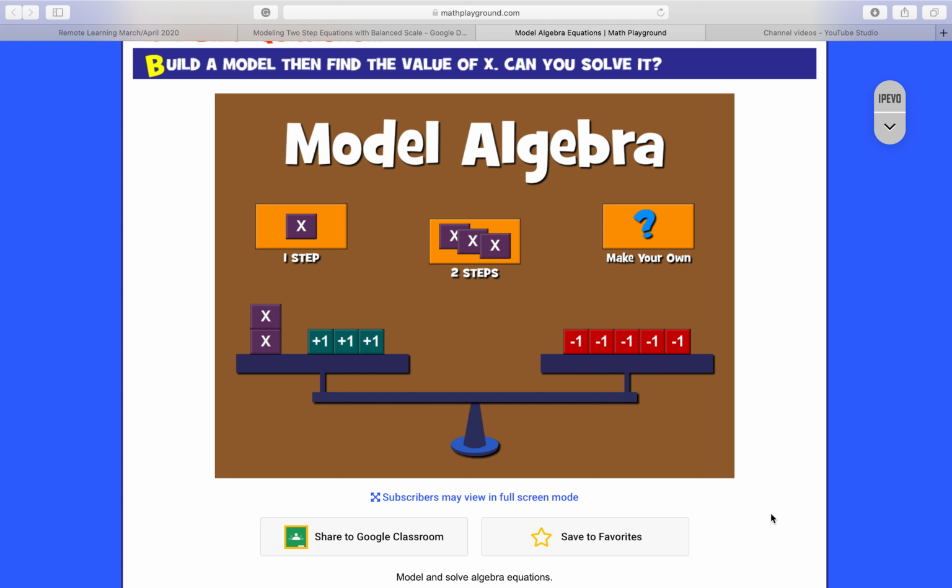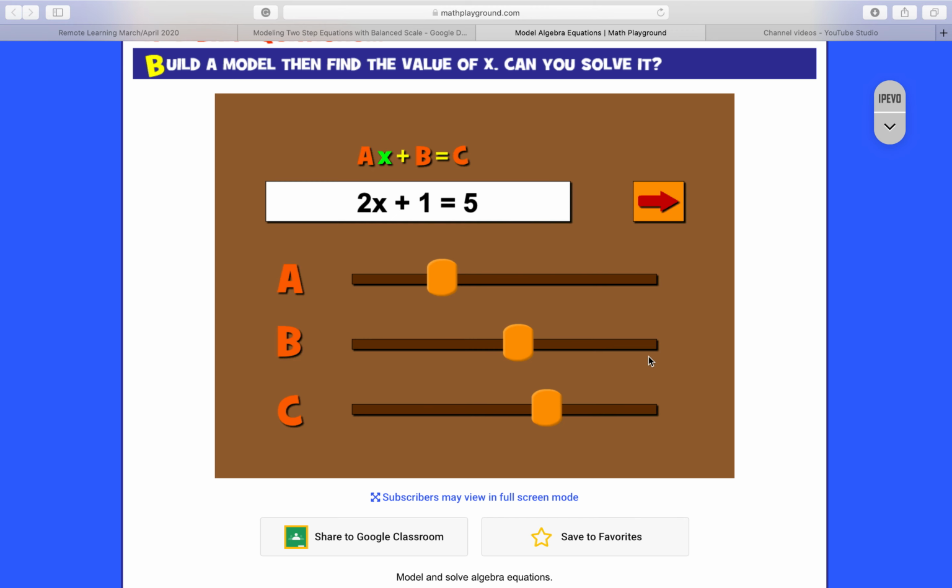So this is part 2 of the assignment, making your own two-step equation. You want to click this button where it says make your own, and it has the question mark on it, and you want to use these sliders to choose values for A, B, and C that will generate a unique two-step equation for you.